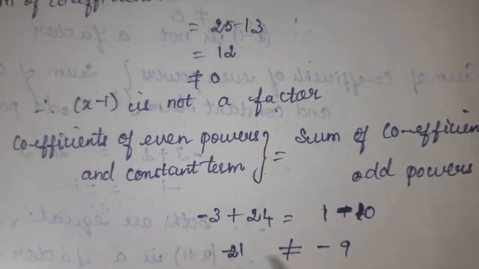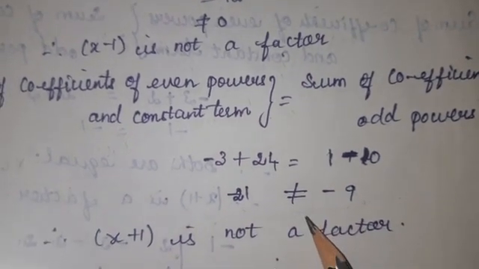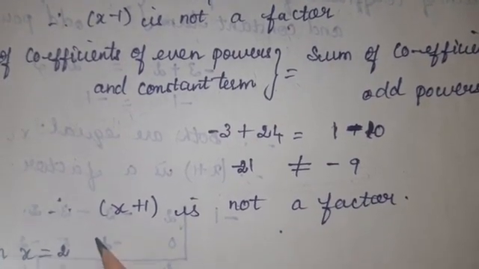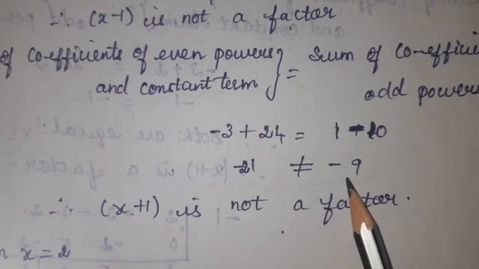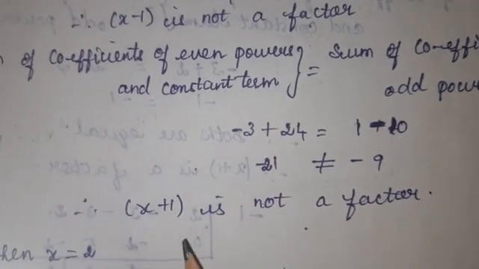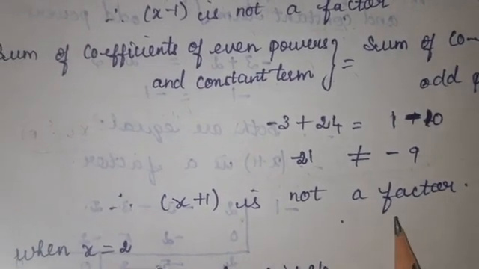What is the condition? Both sides should be equal. Are you getting equal or not? It is not equal, so I have written the not equal symbol. Therefore, x plus 1 is not a factor. If you get equal, then x plus 1 is a factor. Here it is not the same, so x plus 1 is not a factor.